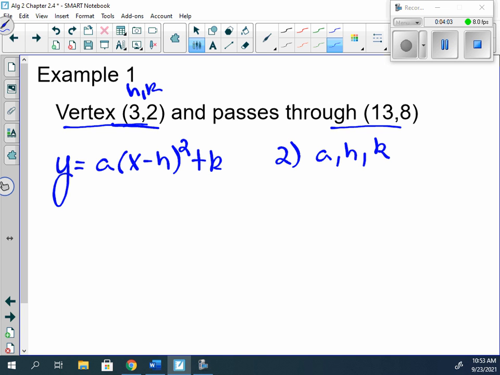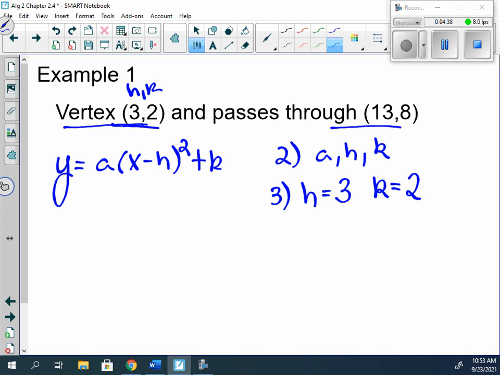Now, do we know the values of any of these variables? Well, we know what h is. H is 3. What is k? 2. What's the one that we do not know? A. And that's the one we're going to be finding. Now, are there any questions on this so far? Are there any variables we need to solve for?